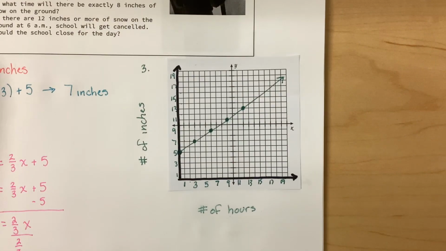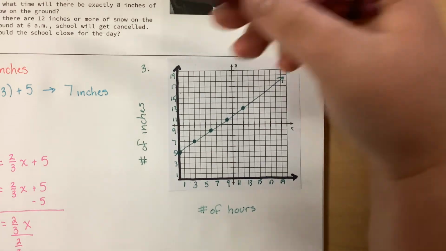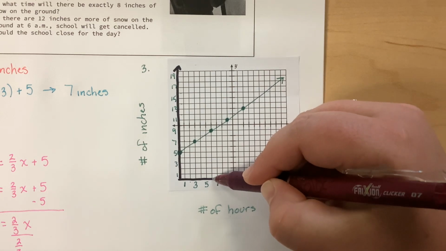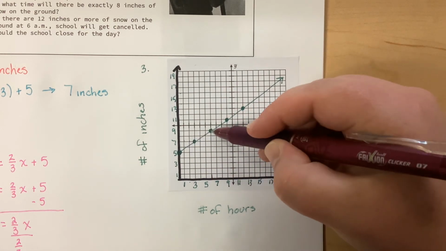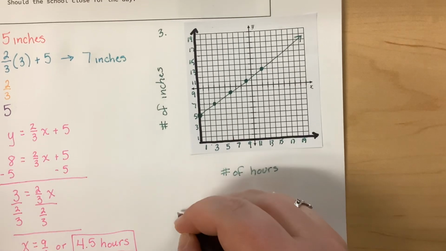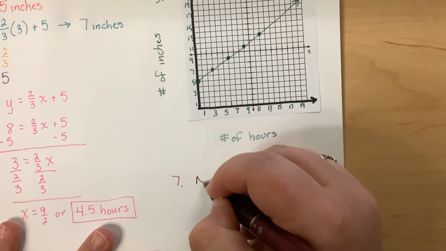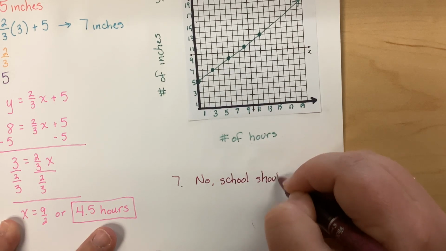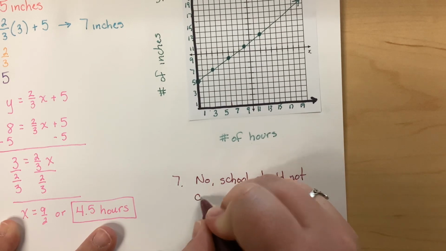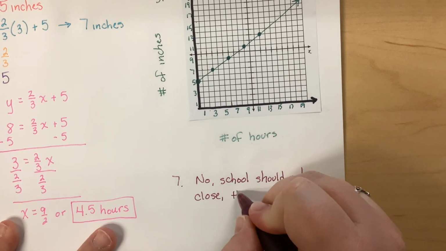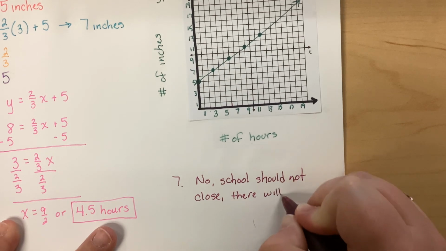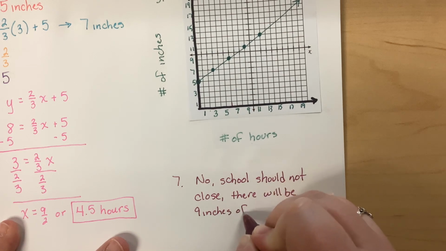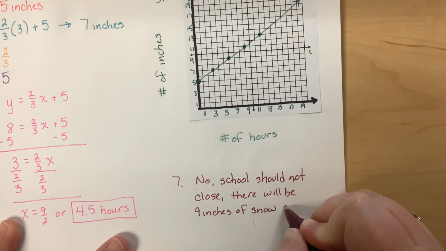So here's our graph. If we need it to be, let's see, 6 a.m., that's 6 hours, which is right here, after midnight. Let's go up and hit the graph. That's at 9 inches of snow, which is less than 12. So that means for number 7, no, school should not close. There will be 9 inches of snow at 6 a.m.